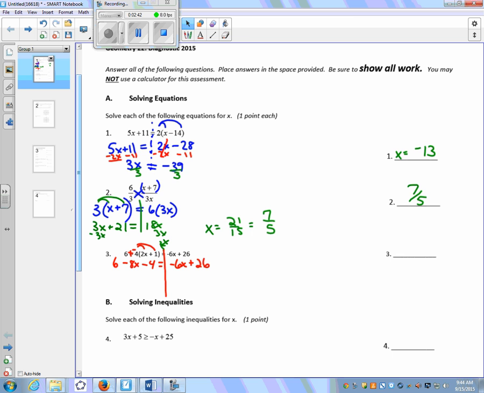When we simplify this, we get positive 6 minus 4 is a positive 2. Minus 8x equals negative 6x plus 26. When we add 8x to both sides, we get 2x over here. Subtract 26 from both sides, we get negative 24 over here. Divide by 2, we get x equals negative 12.